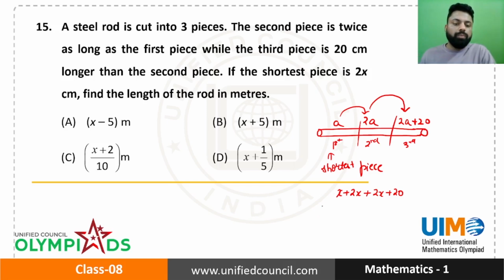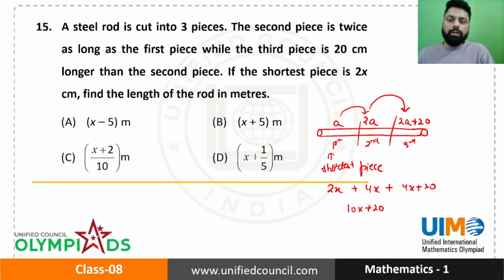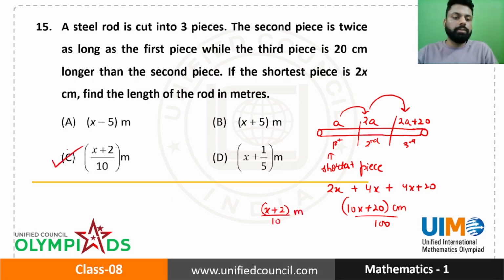That will be equal to the length of the first piece. If A is equal to 2x, so this is 2x, this is 4x, and this is 4x plus 20. So the length of the rod, if we add them, is 10x plus 20. Now find the length of the rod in meters. This is in centimeters. If you divide it by 100, it will become meters. So (x plus 2) upon 10 meters. C option is the correct answer.